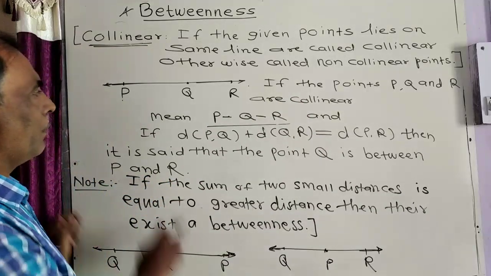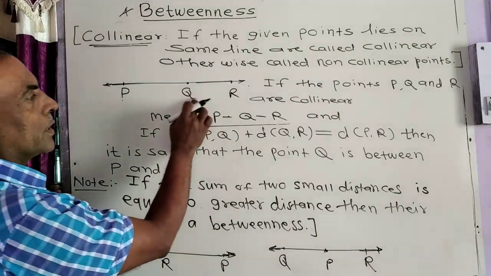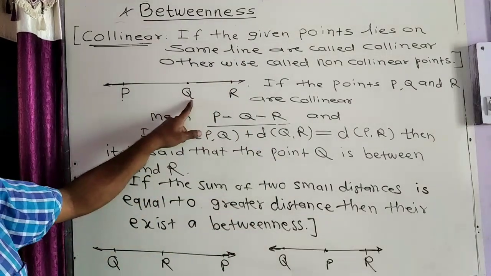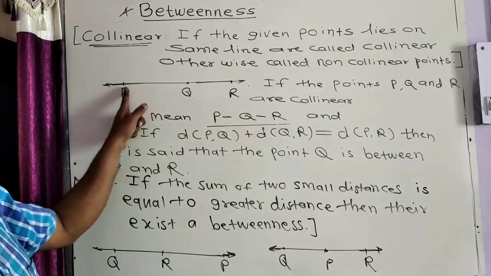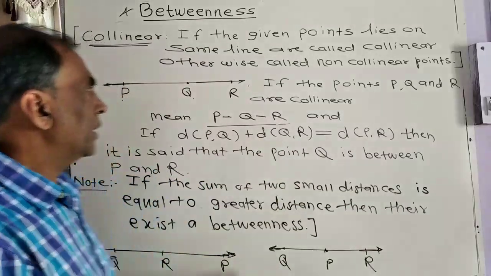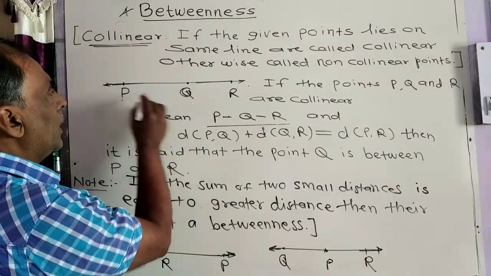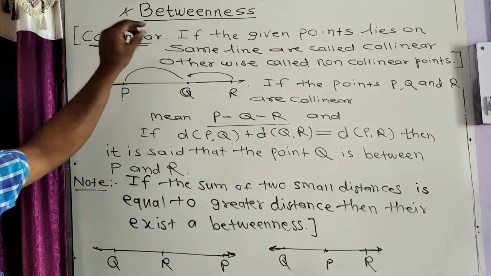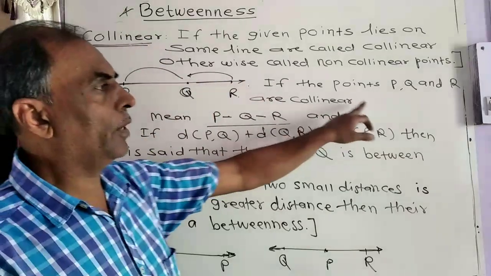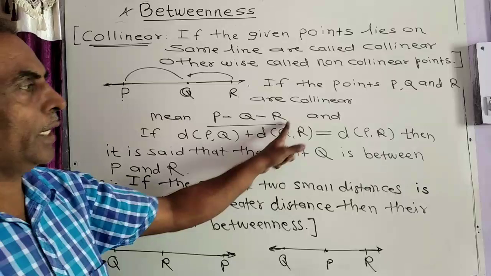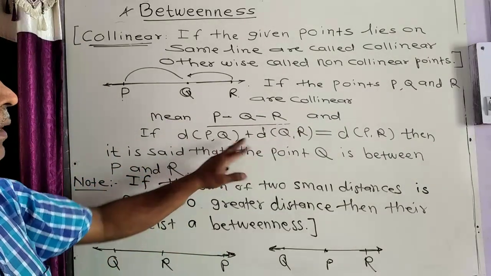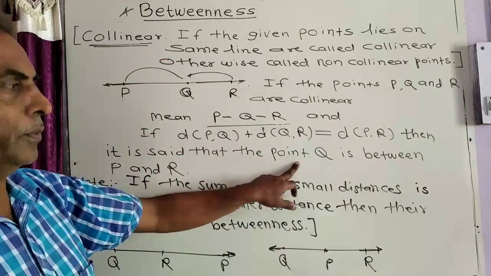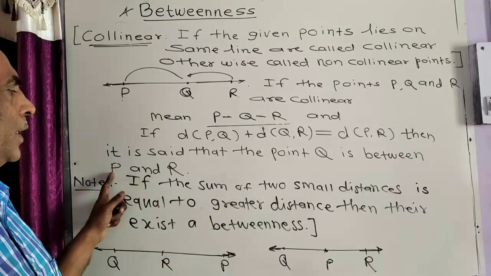And the second condition: what is the second condition? If the distance PQ plus distance QR is equal to distance PR, then we say that the point Q is in between P and R. So this is the definition of the betweenness. If the given 3 points are collinear, P-Q-R, and second, if distance PQ plus distance QR is equal to distance PR, then we say that the point Q is in between the remaining 2 points P and R.